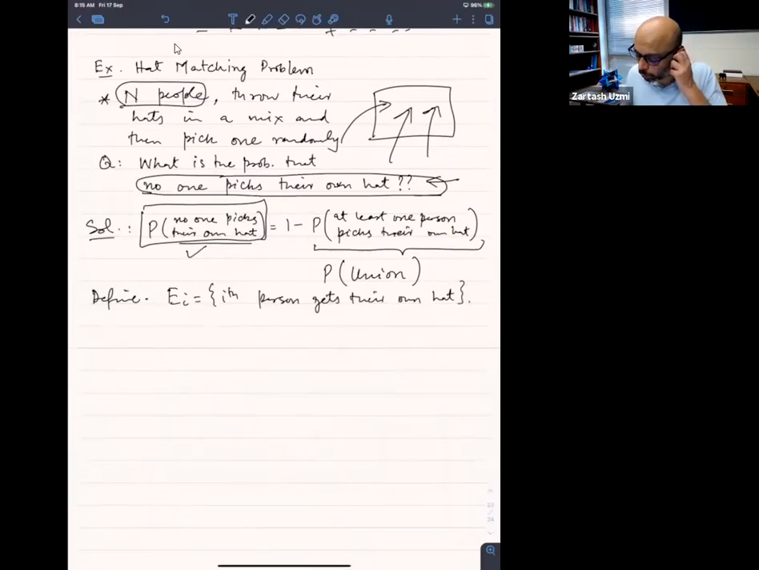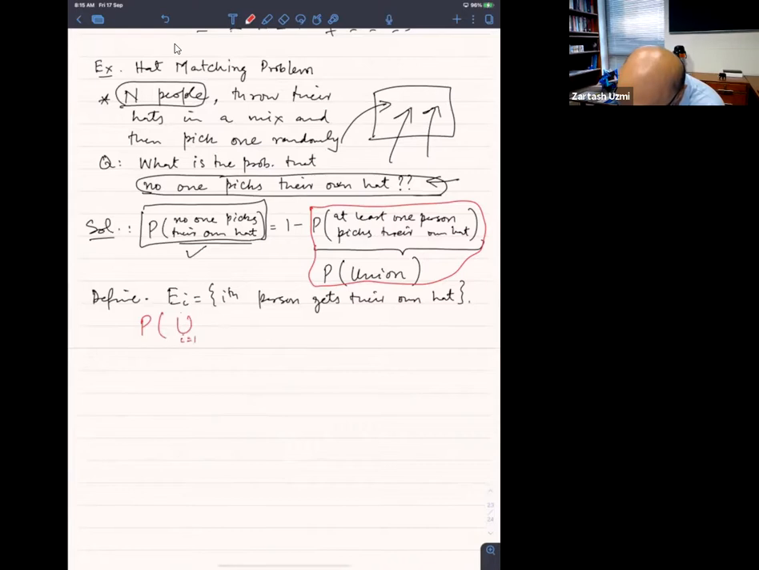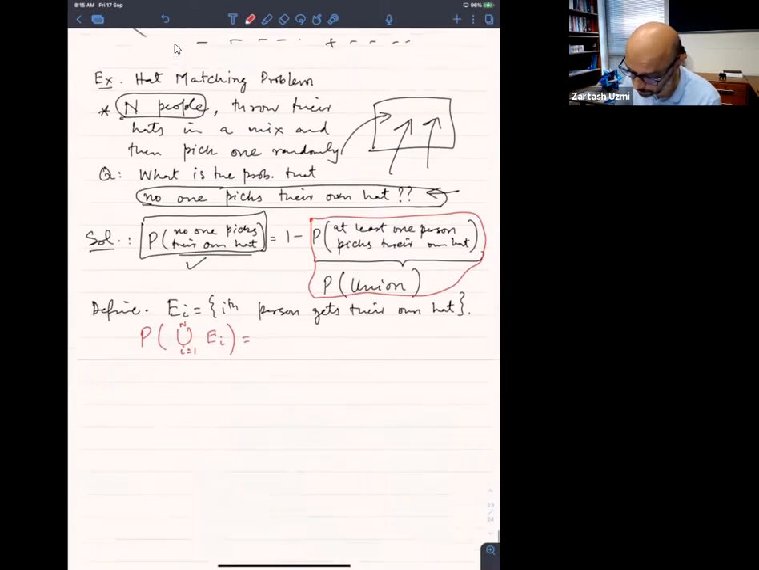...ith person gets their own hat. So this probability here is the probability of the union of Ei, i equal to 1 to n. And what is this probability equal to? We wrote its formula above.